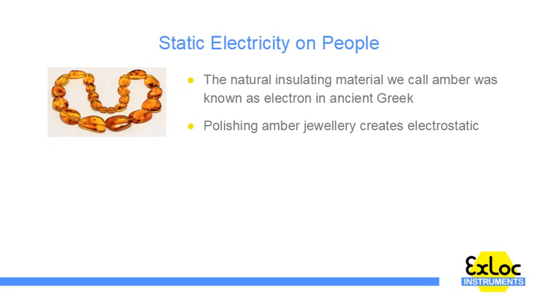One natural insulating material from the time was the resin we call amber, and in ancient Greek was known as electron. The buildup of static on it when being polished to make jewellery gave rise to the word electricity.